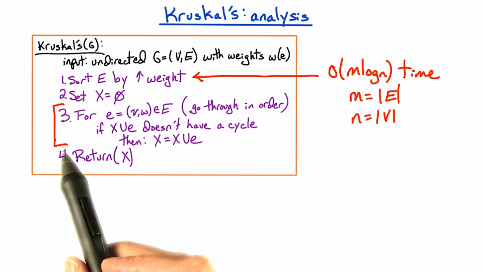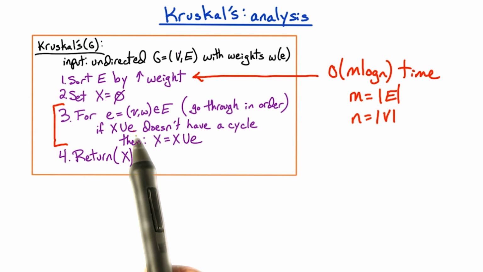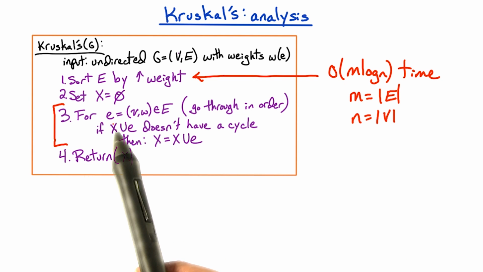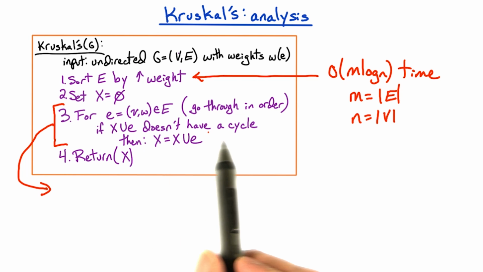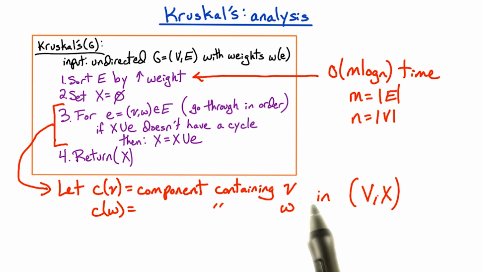Now, how long does it take to do this step? How long does it take to check whether adding edge e into X creates a cycle or not? What exactly do we want to check to see whether it creates a cycle or not? Look at the subgraph on this set of edges X.